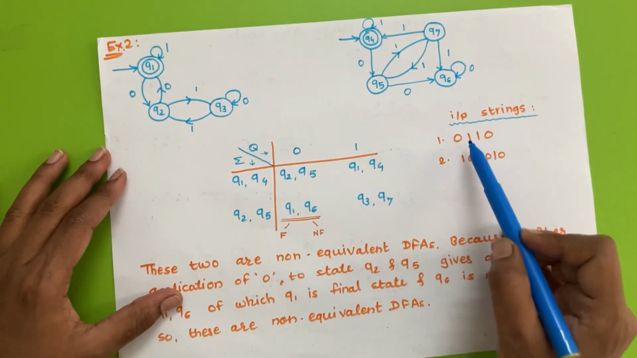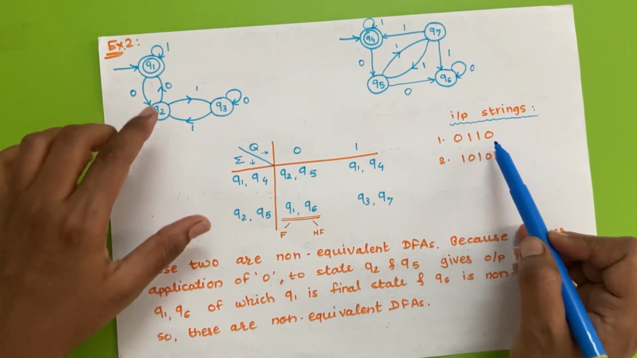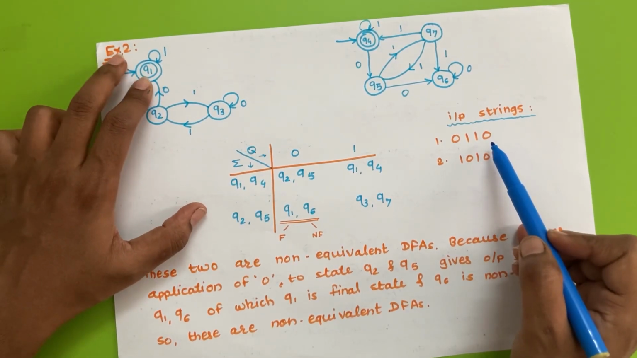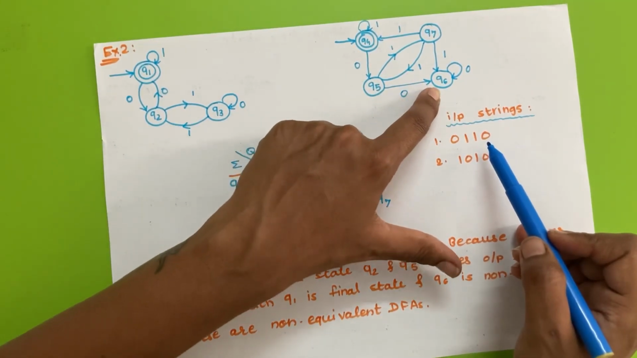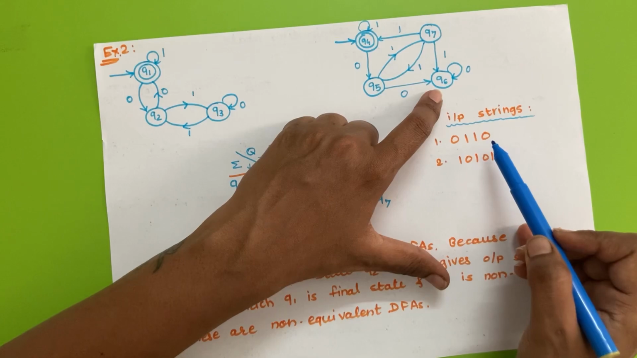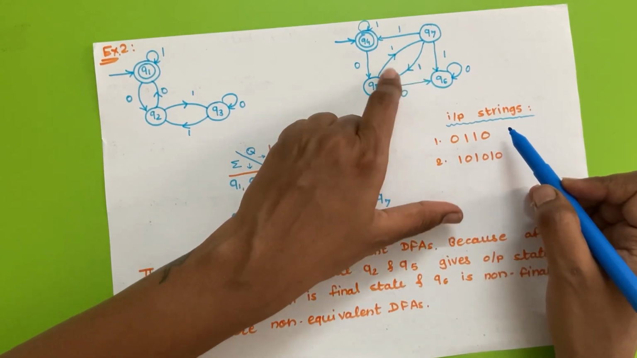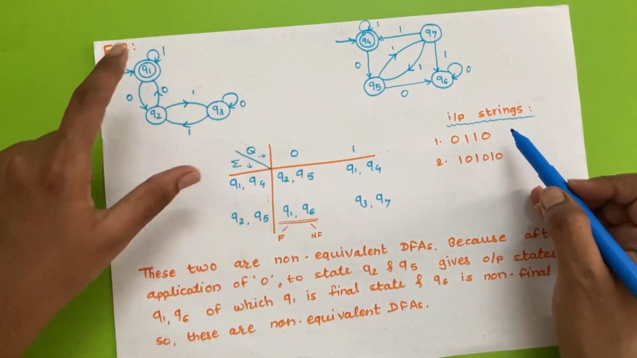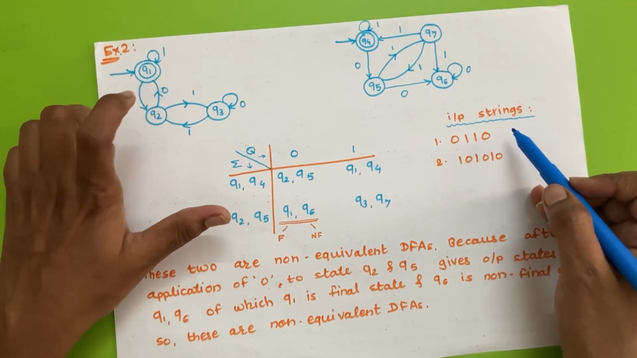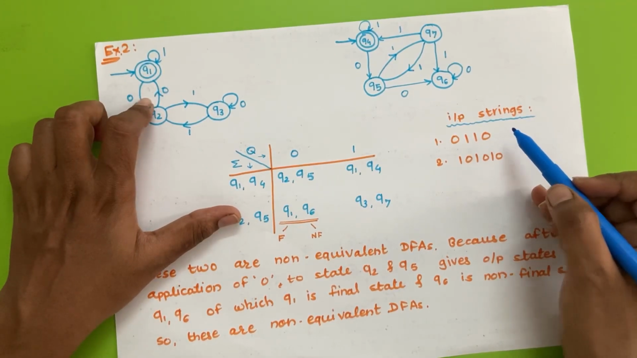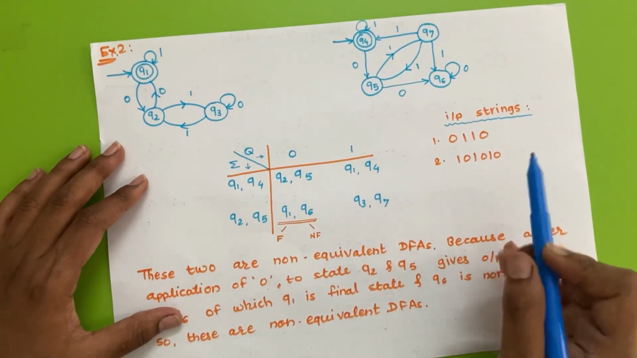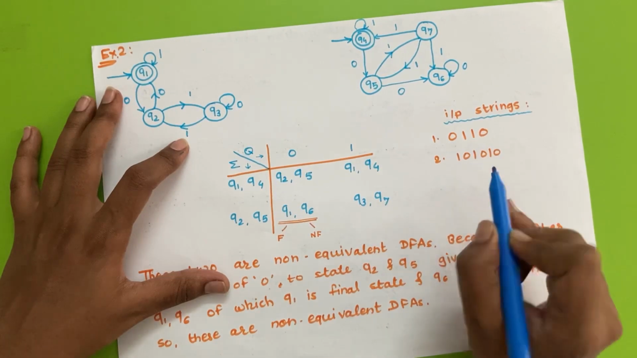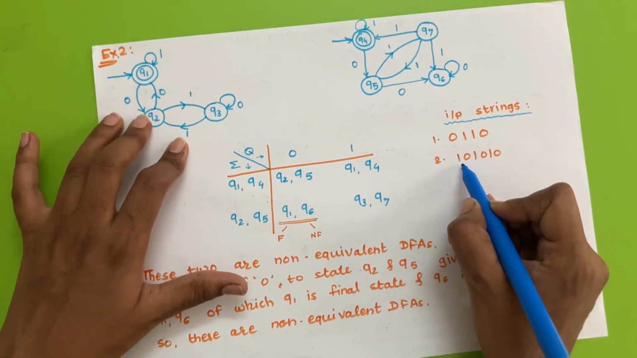So after reading this string, we are going to state Q1, which is a final state in the first finite automata, but here we'll reach state Q6, which is not a final state. This means this string will not be accepted in this finite automata, but it is accepted in the first finite automata. So we can say that these two are non-equivalent finite automatas.